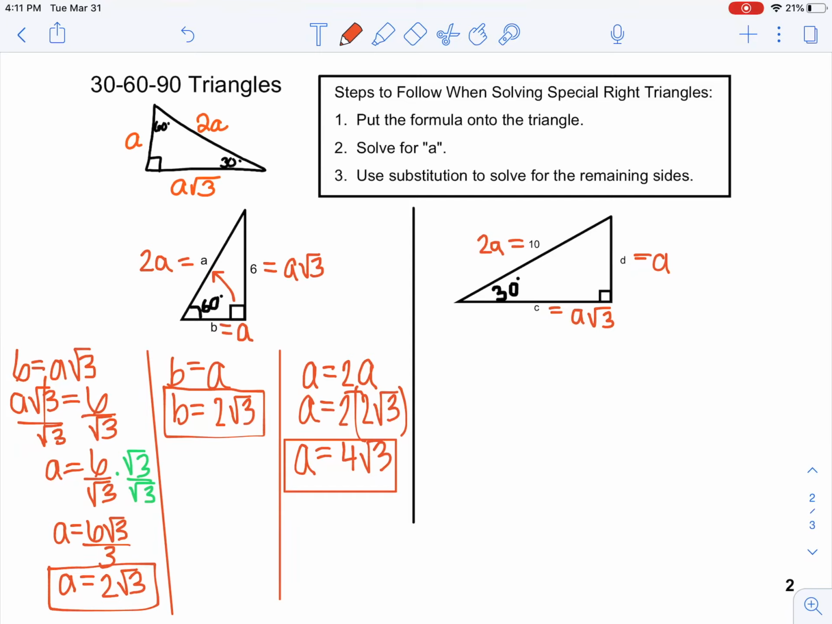Once we've done that, look for the easiest equation to help us solve for A. I would say to use the hypotenuse for this one. 2A equals 10. And then we divide by 2 on both sides and get A equals 5.